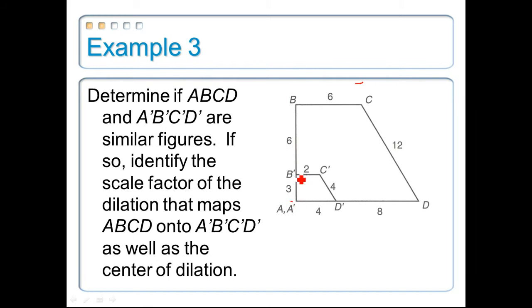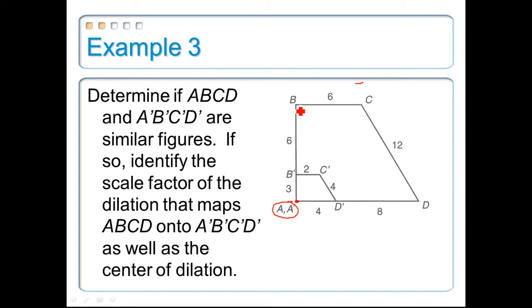You'll notice here B prime and B are different. So if you follow this ray right here, somewhere along there is where the center is. And if you follow C prime and C, you get a ray that goes like this. And if you go D to D prime, you get a ray that goes like this. And it turns out A and A prime are right on top of each other. They're the same point. So A prime doesn't even change from A.